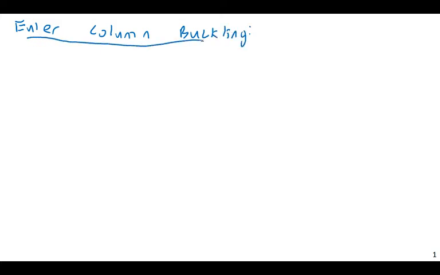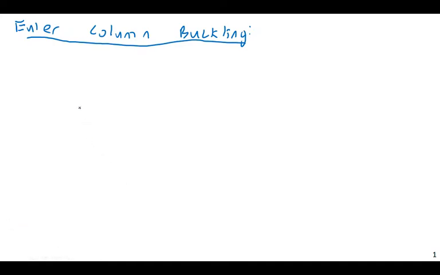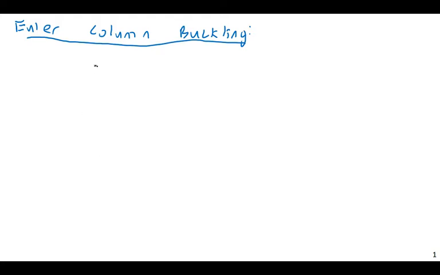So, Euler column buckling. I want to try to derive this equation. All right, so first let me define a few things. First, I'm going to be considering a pin-pin column and showing the deflection as a function of x is what I really want to get at. So consider a pin-pin column.